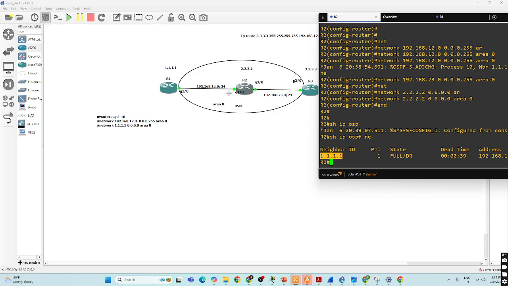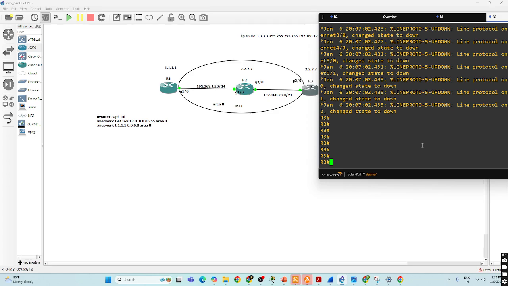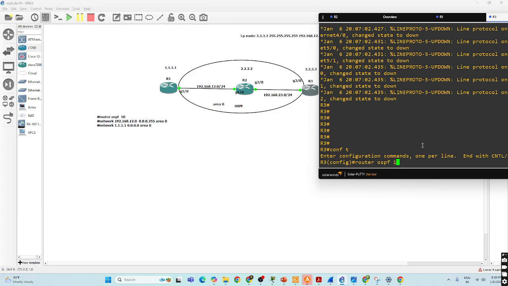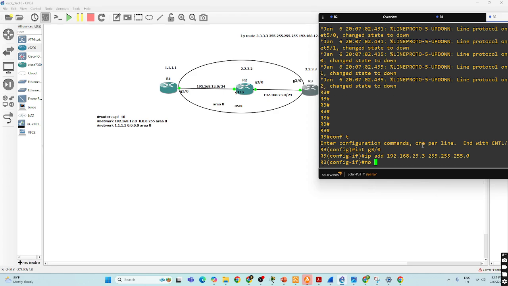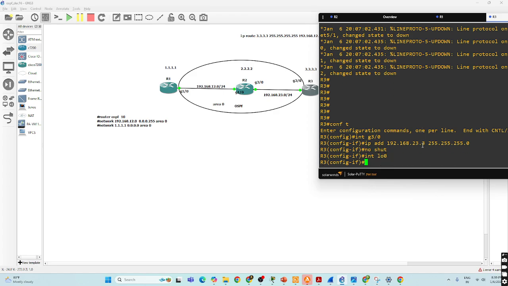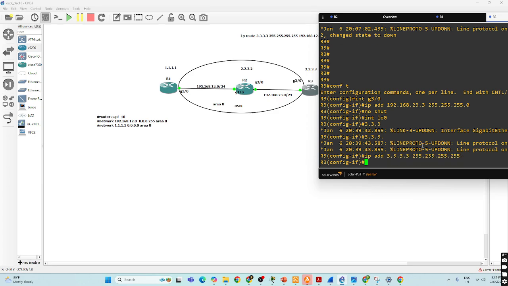Only between R1 and R2 I have configured OSPF, and it's up. But I haven't configured R3, right? Let's see. Config terminal, router OSPF 10. Oh, no, no. I need to assign the IP addresses first. Interface G3/0, no shutdown. It's 3.3.3.3. IP address. Now router OSPF.